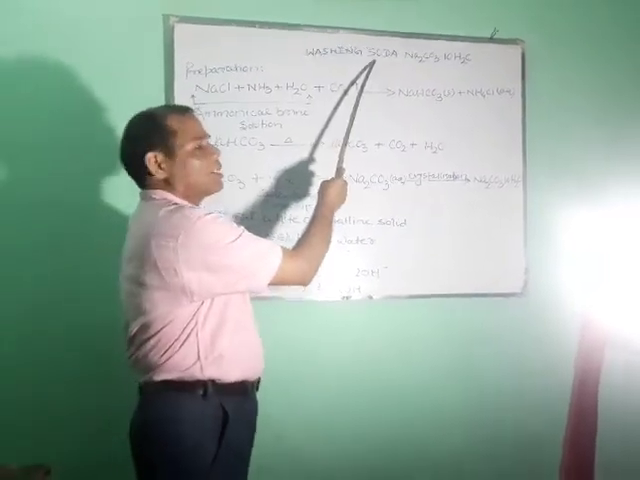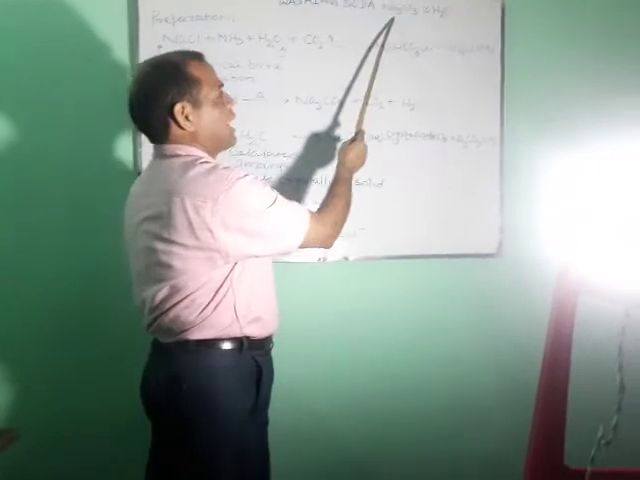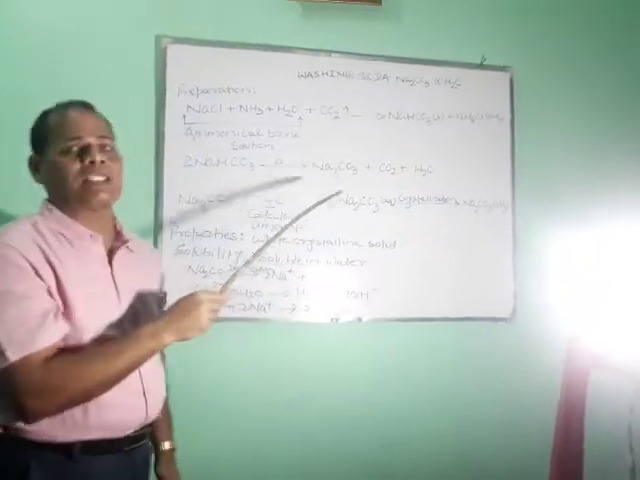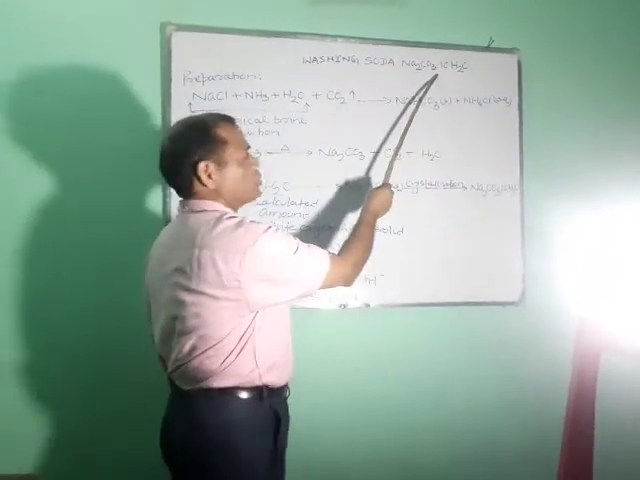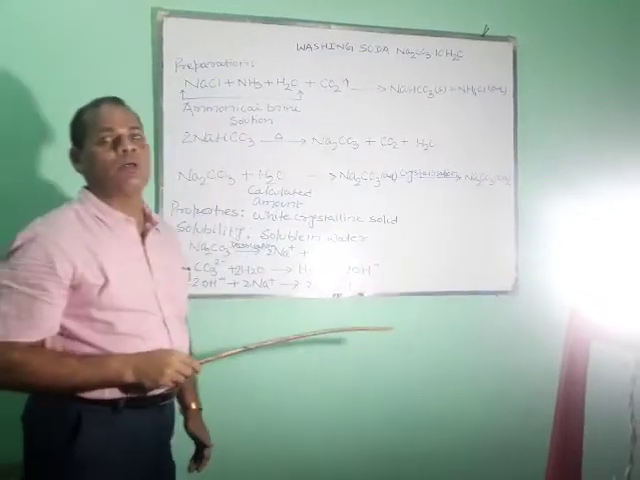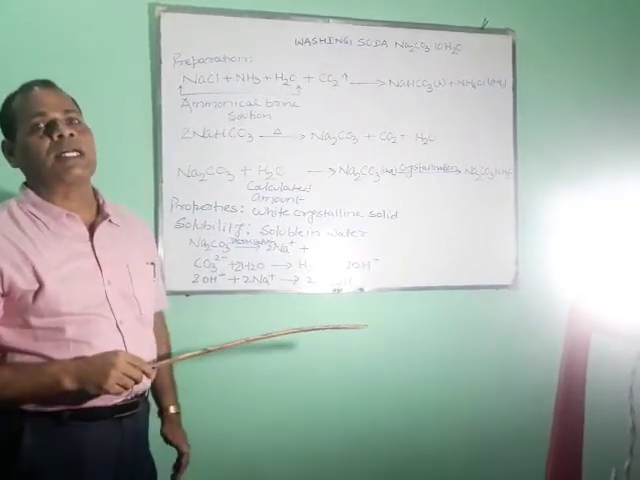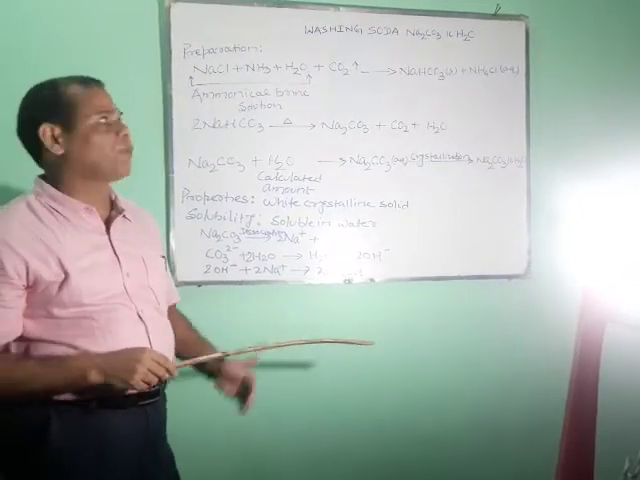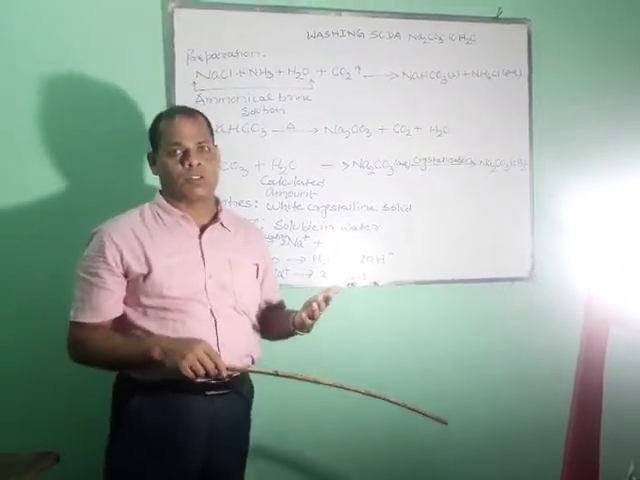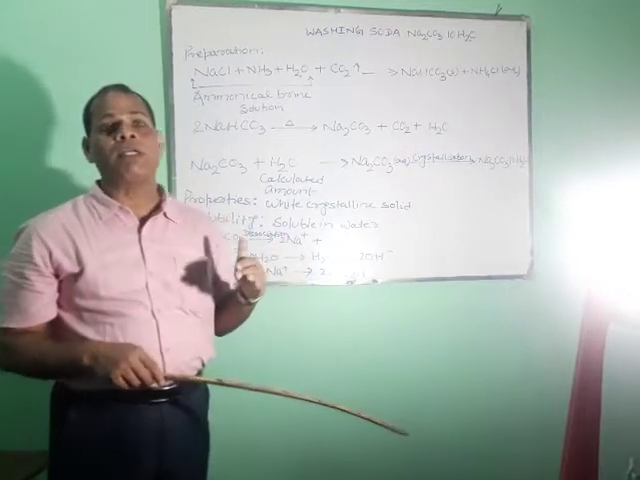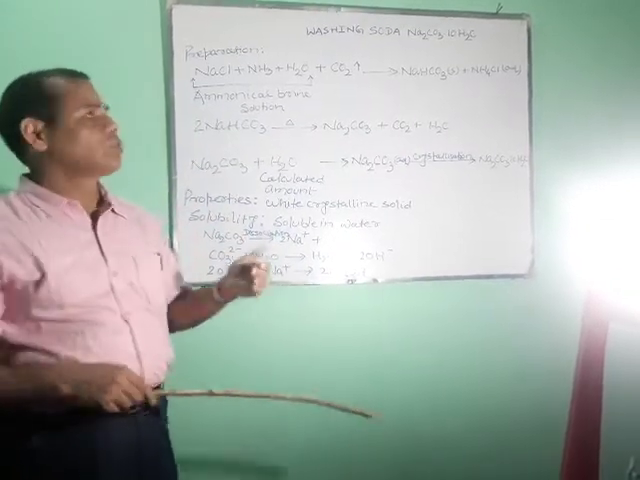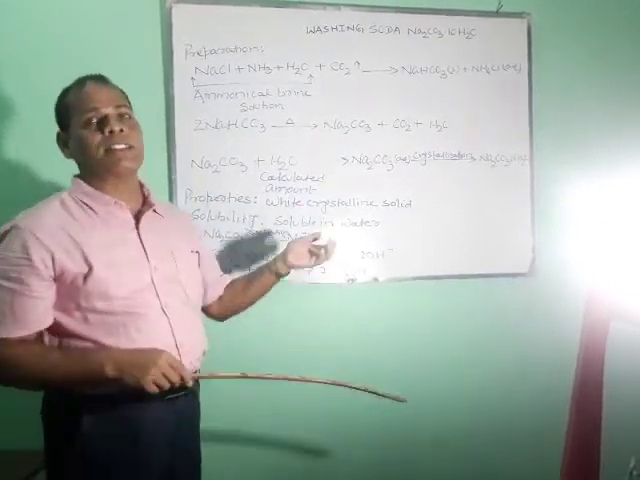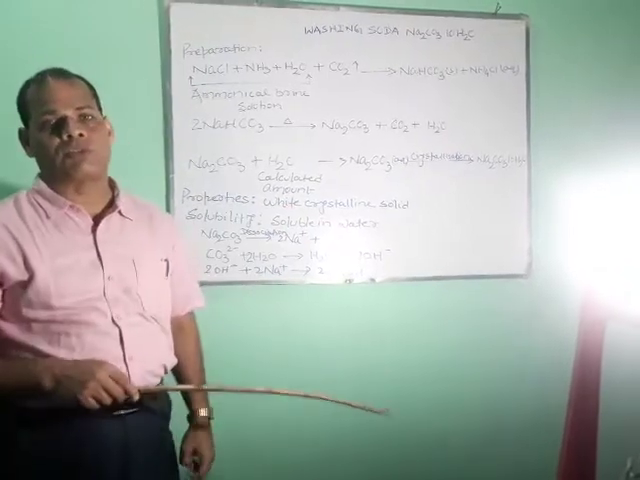Washing soda's chemical formula is Na2CO3·10H2O, sodium carbonate decahydrate. It is an example of a hydrated salt. So it is also called hydrated sodium carbonate.